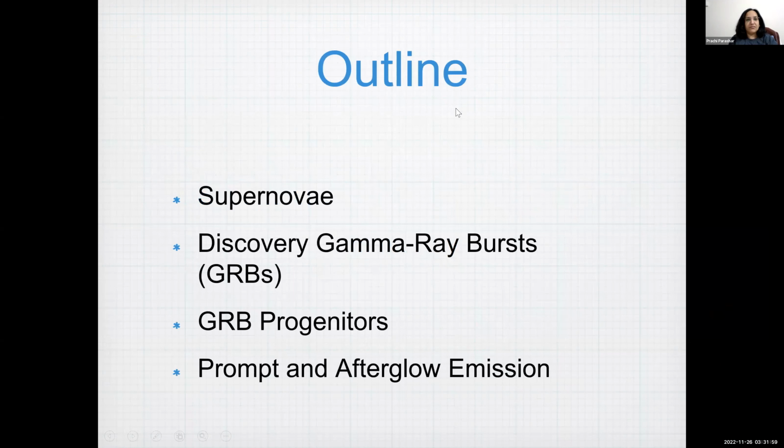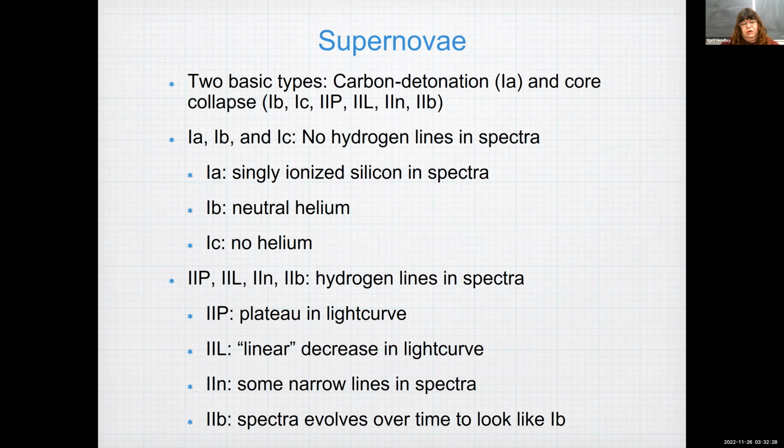Okay. So anyway, gamma ray bursts, they're related to supernovae. So I'm going to go through some about supernovae first, and then talk more about how gamma ray bursts were discovered, basically what causes them, and a little bit about the mission that they met. So anyway, like I said, talk about supernova first.